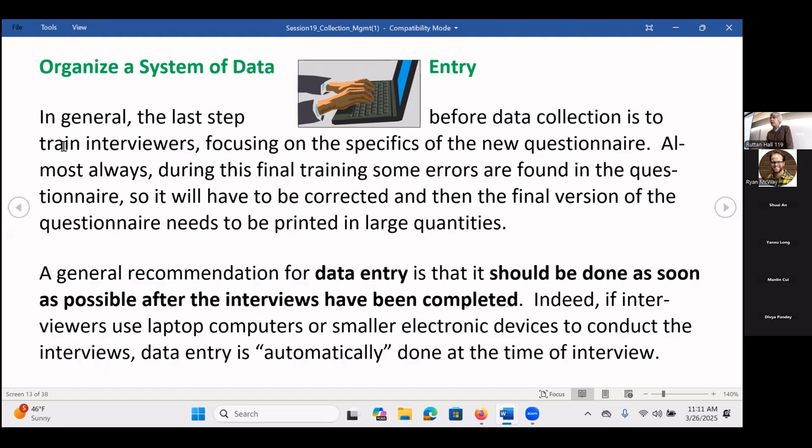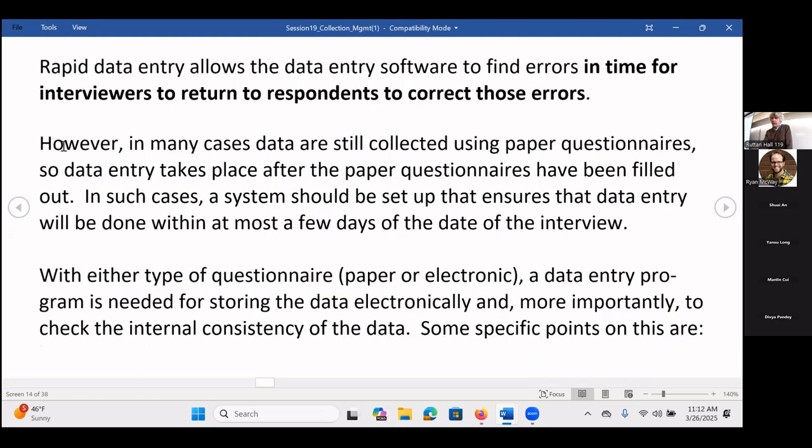Okay. And if you do it the old-fashioned way, where you go and interview somebody and then come back and do the data entry, you want to do that really fast, so that if you find these mistakes, you can go back to the household and try to clarify what's going on. If you wait a few weeks, you've probably left the area, and you can't go back and fix the problems. Okay.